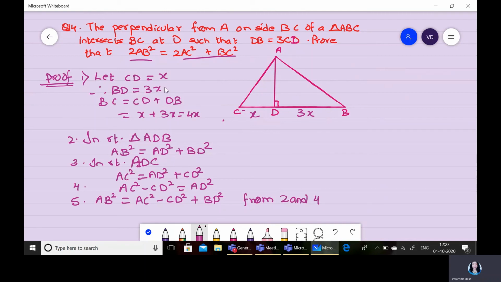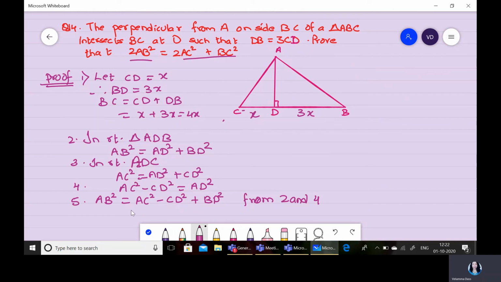So just a quick recap. We wanted AB square, so we took triangle ADB and we got AB square equals AD square plus DB square. Then I don't want AD square in my RHS, I want AC square. So for that I will consider triangle ADC and instead of AD I will replace it with AC. So in right angle triangle ADC, AC square equals AD square plus CD square, hypotenuse equal to the sum of the squares of the other two sides. So I had kept AD here, took CD this side. So sign of CD changes. So AC square minus CD square.